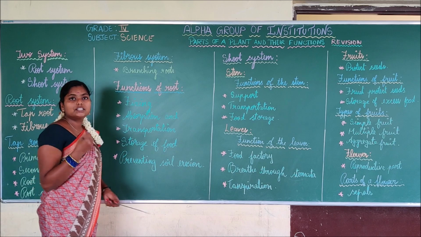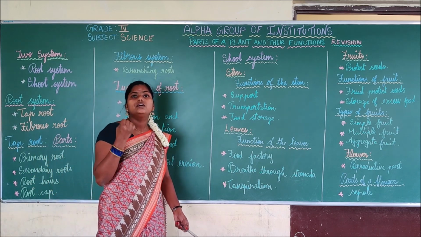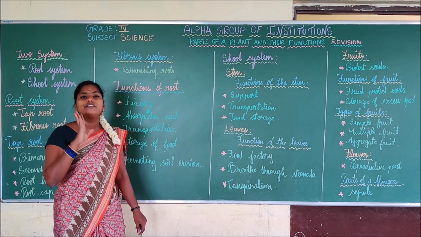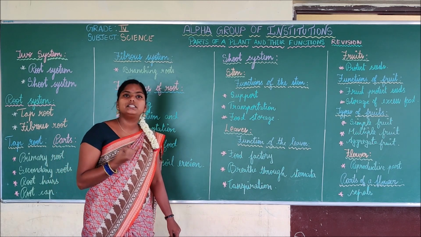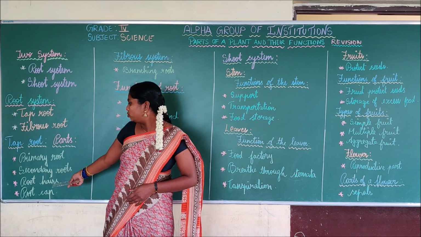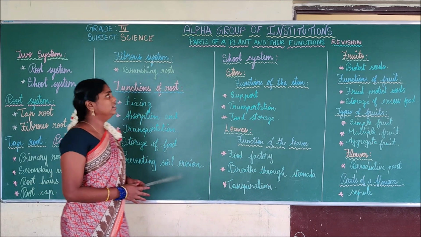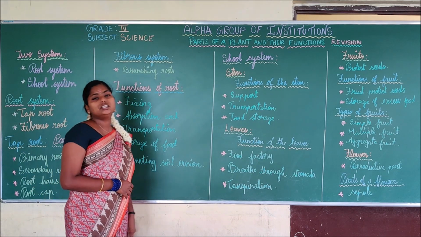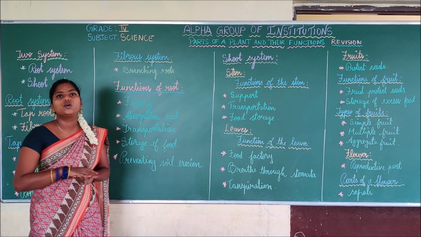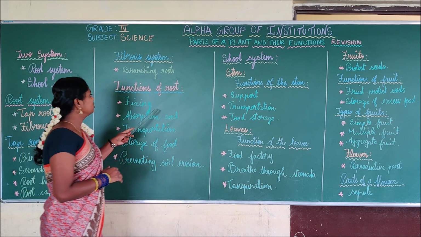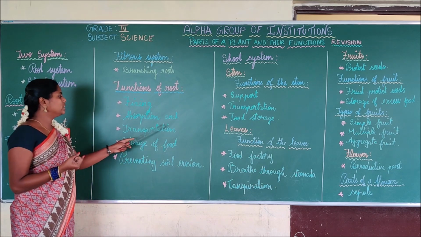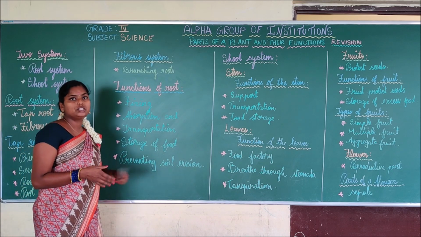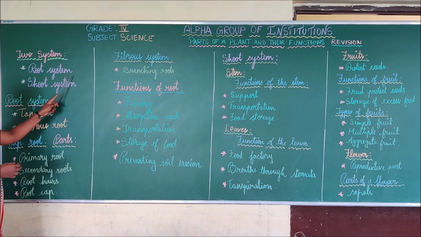So root system consists of two systems, taproot system and fibrous root system. So taproot system contains four parts: primary root, secondary roots, and what is that? Root hairs, root cap. And the next one, fibrous root system. It has branching roots, only small roots which is very close to the earth. So functions of roots: fixing, absorption and transportation, storage of food, preventing soil erosion. So here the first part, root system, is over.